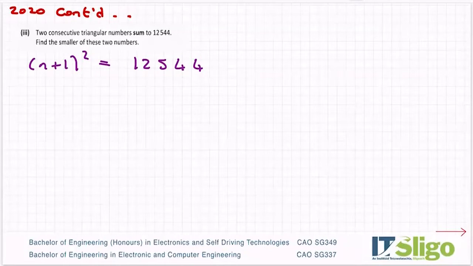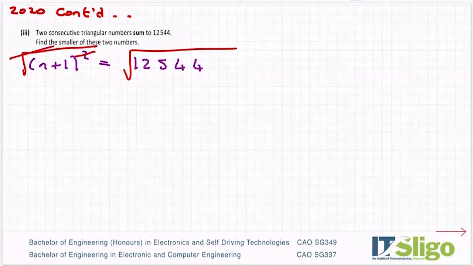I'll tell you what I'm going to do. I'm going to see if I can get the square root of 12,544. That's quite nice. My thinking is square and square root cancel.